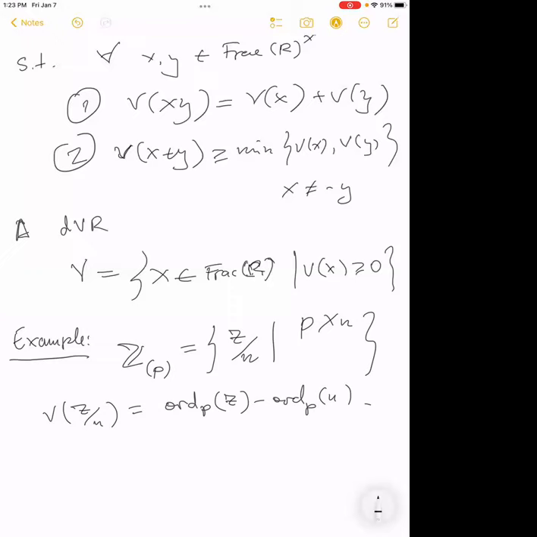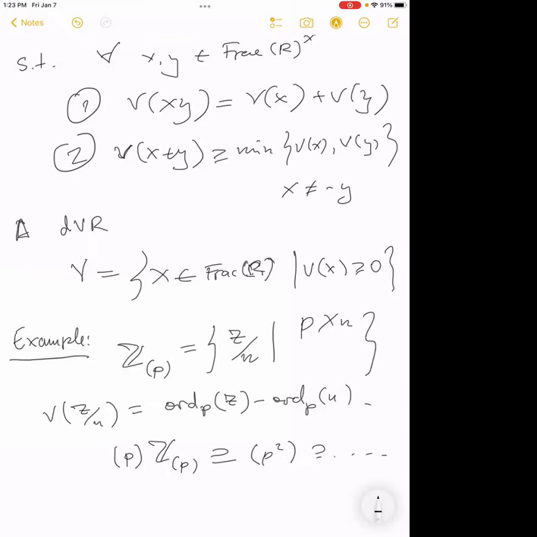The maximal ideal corresponds to all fractions that have numerator divisible by P. And so this ideal is generated by a single element P. And so these are all the ideals that appear in this ring.